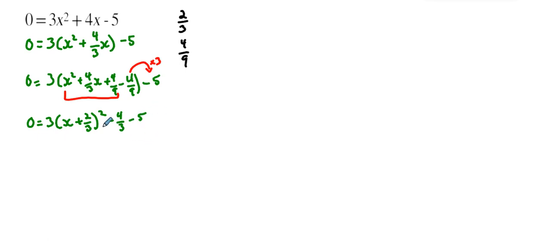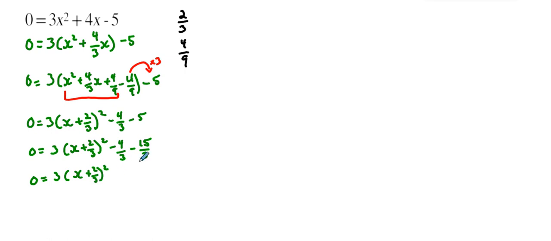Now we have to add these guys here to get them to have common denominators. I'll show that work here for you quickly. Common denominator is 3, and this would be 15/3, the negative 5, and we'd have 0 equals 3 times (x plus 2/3) squared, and this total here is negative 19/3. Okay, so now we basically put it in vertex form.